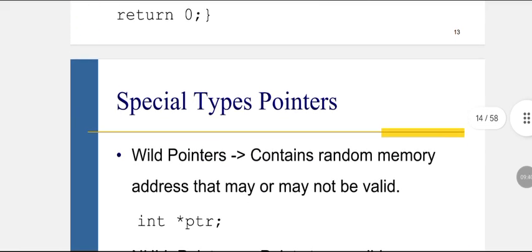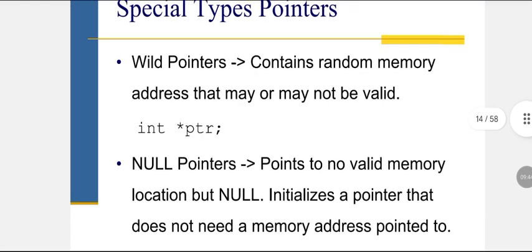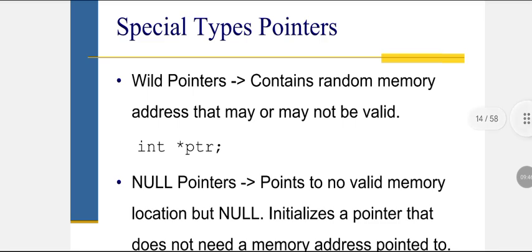Then we move on to our special type pointers. Now one, we have wild pointers. It contains a random memory address that may or may not be valid.